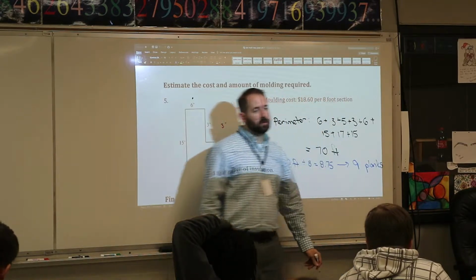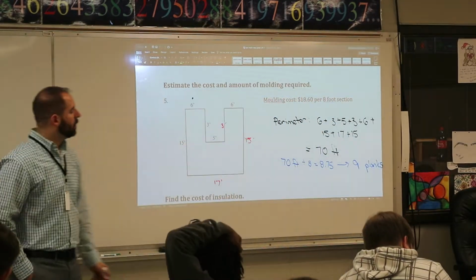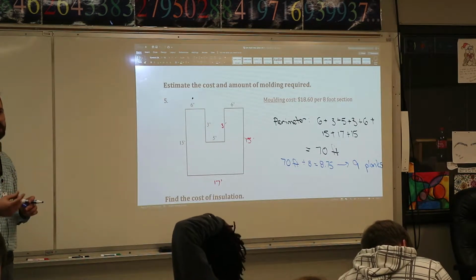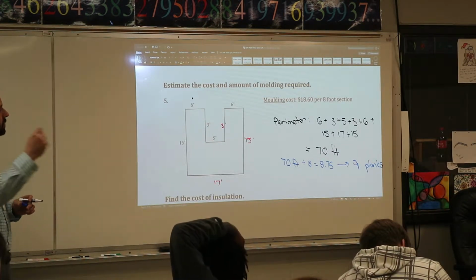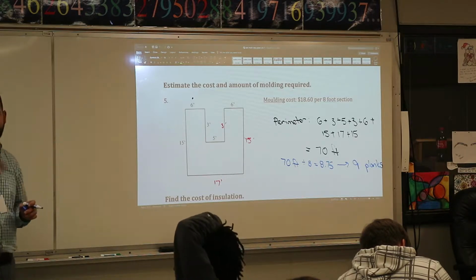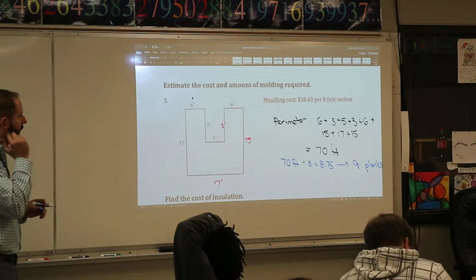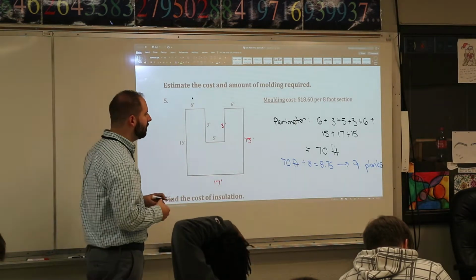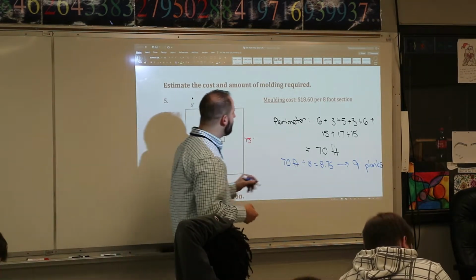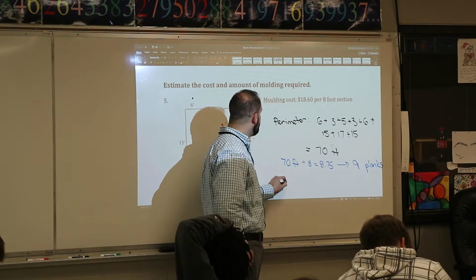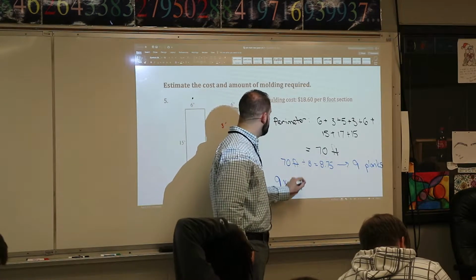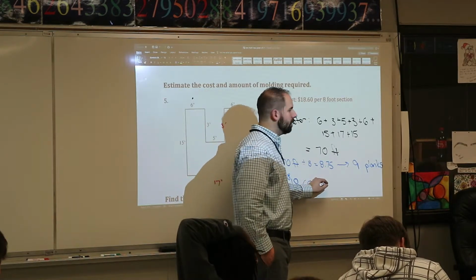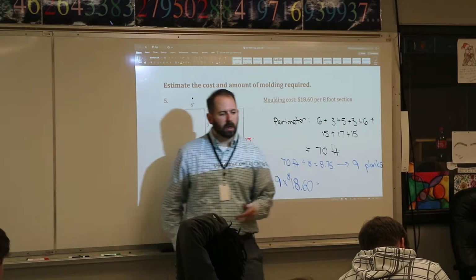So that means you need 9 planks. You have to round up. It's like when we did painting with paint cans the other day. Does everyone understand where I got the 8 from? They told me in the instructions their molding comes in 8-foot sections. So I divided by 8 to figure out how many boards I needed. I needed 9 planks, so you can't buy 8.75 of them. Once I have my 9 planks, you take the 9 and you multiply it by the price.